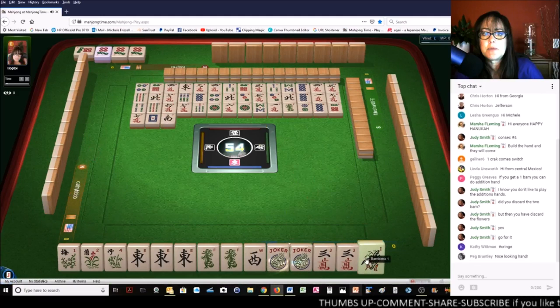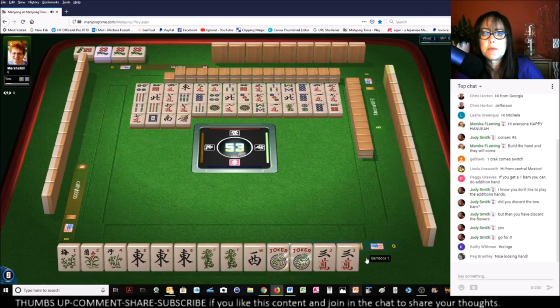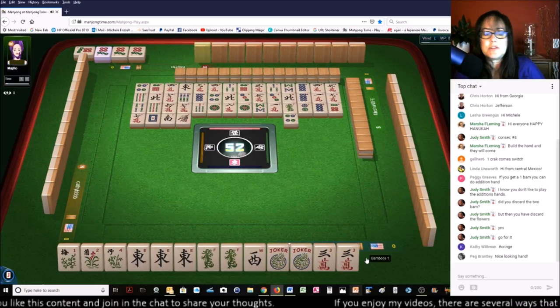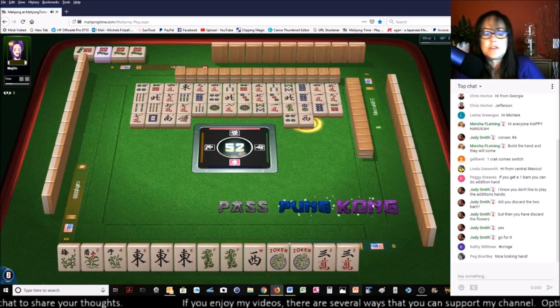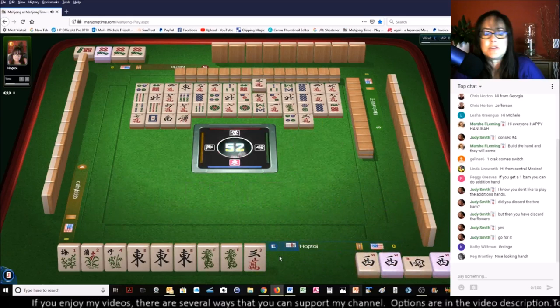South wind. Oh, one. We don't need that. That's the first one. One bamboo. Nobody wanted it. That's good. It looks pretty right now, Peg. I do like Winds and Dragons. Oh, see, there we go. Kong. Kong. Okay, discard the three.